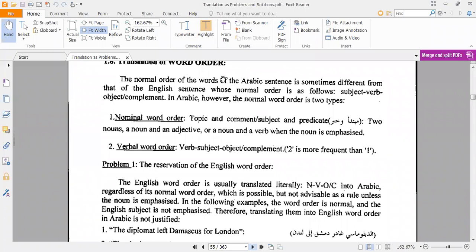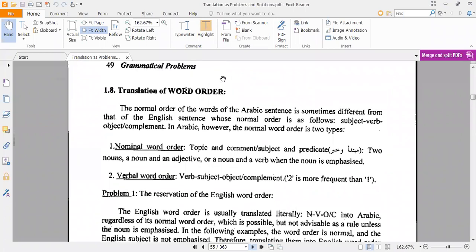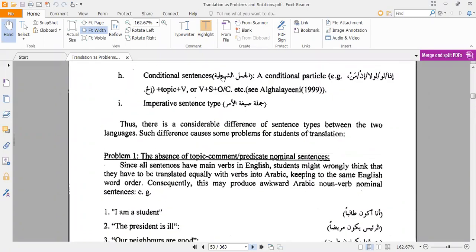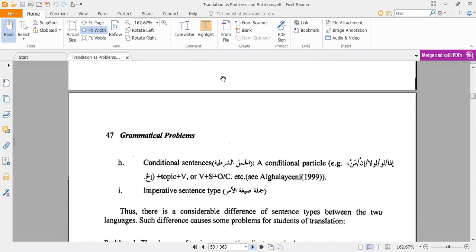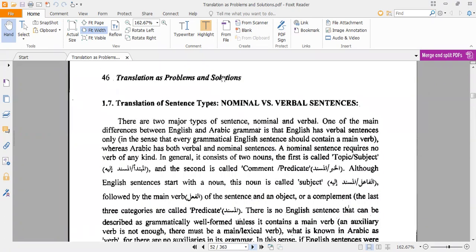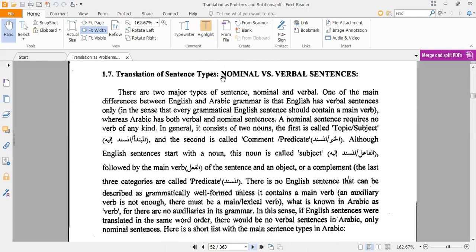Today, or in this lecture, we are going to talk about translation of word order and translation of pronouns. Last lecture, we talked about translation of types of sentences, and we differentiated between two main types of sentences in English and Arabic: nominal sentences and verbal sentences. And we said that nominal sentences are sentences that do not include verbs, while verbal sentences include verbs.